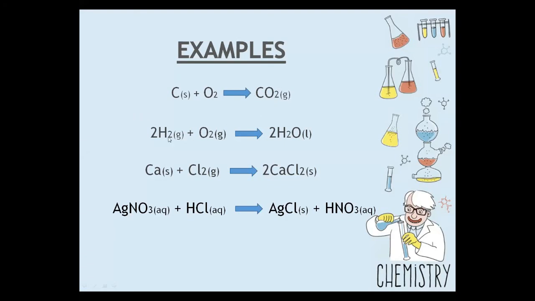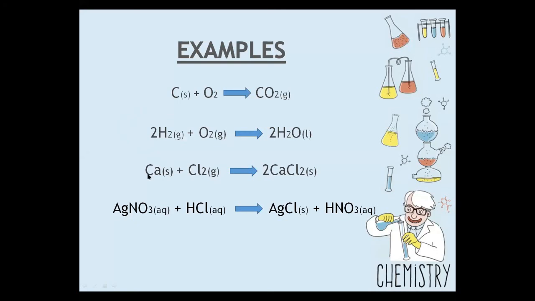Now in the second example, when two molecules of hydrogen react with one molecule of oxygen, the product is two molecules of water. The state of hydrogen is gas. The state of oxygen is gas. Both of the reactants are in gaseous form, but the product is in liquid form. Two molecules of water are formed due to this reaction. So we will write G in front of H2, G in front of O2, and L in front of H2O because it is in liquid form.